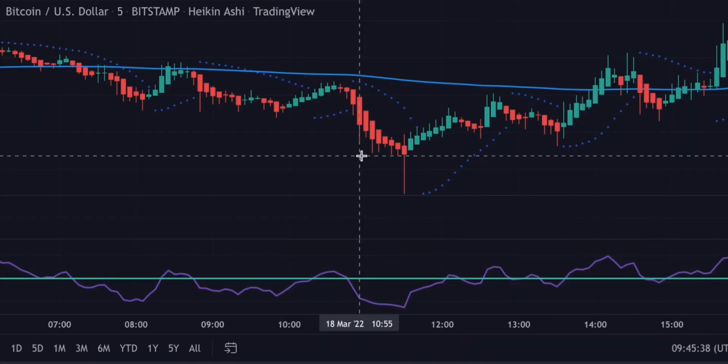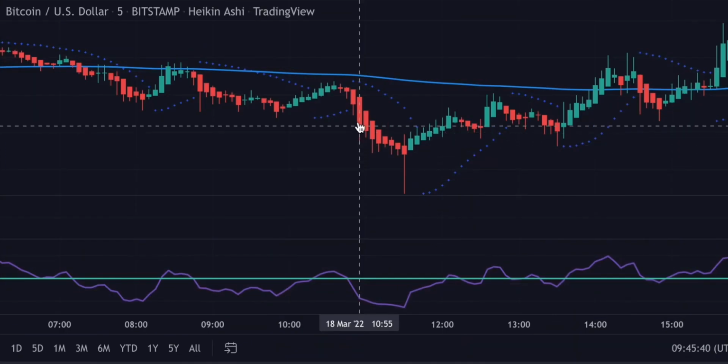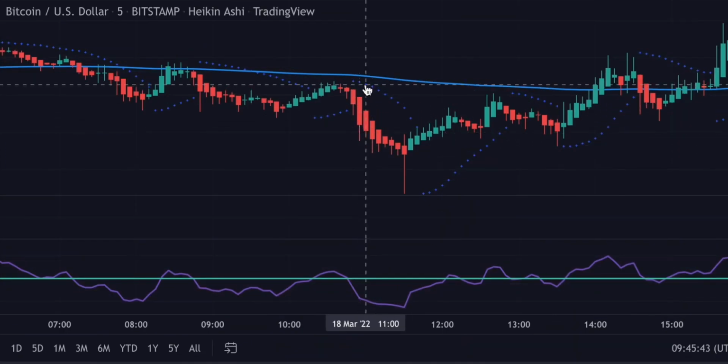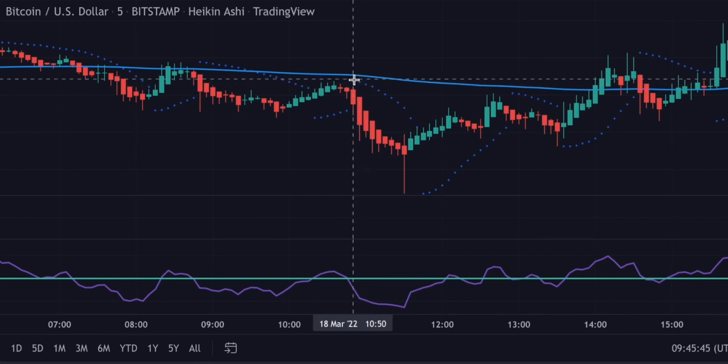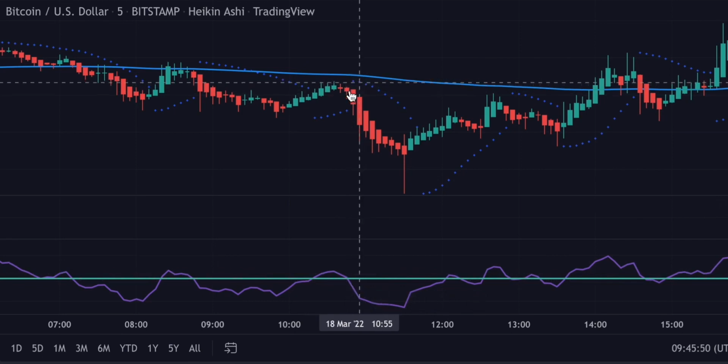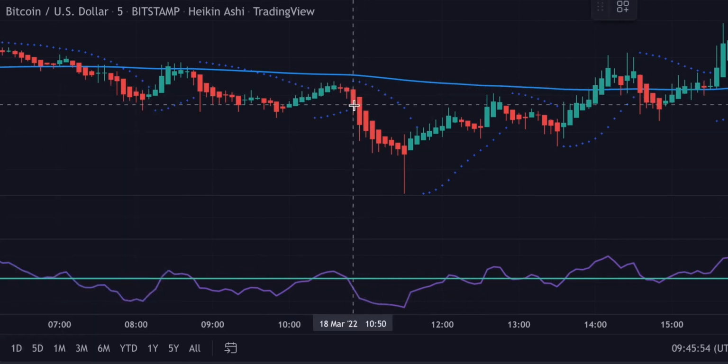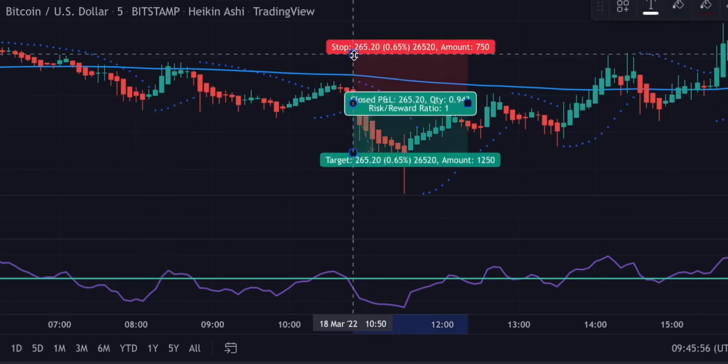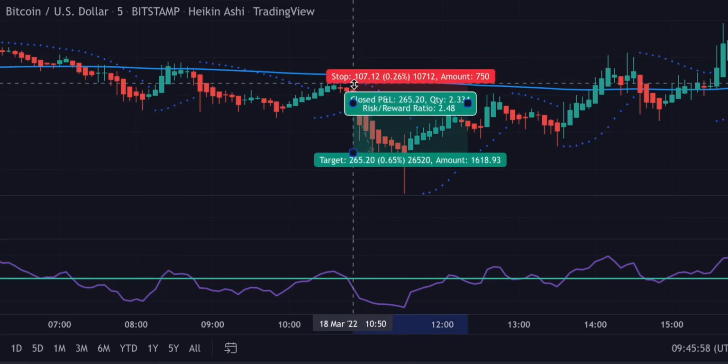Okay, let me now give you an example of another short trade. We see that the parabolic SAR just shifted over and is giving us a signal to go short right here. We also see that the RSI is confirming the signal and the price is sitting below the 200 EMA. So we're going to take a short position right here, and we're going to set our stop loss at the recent swing high.